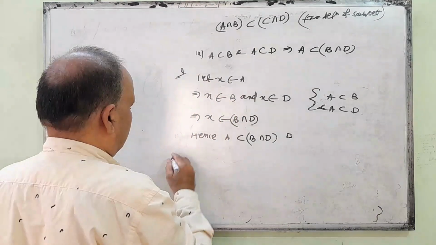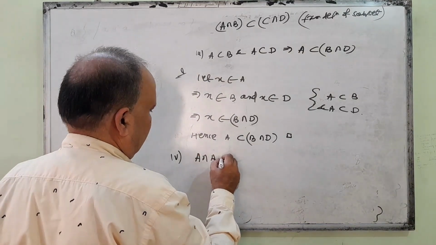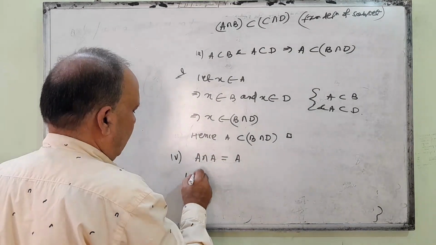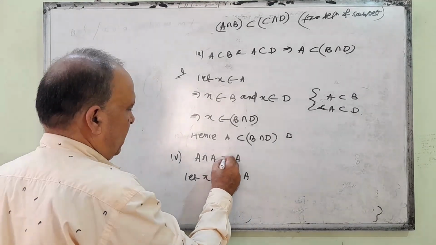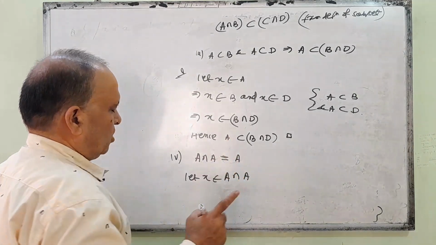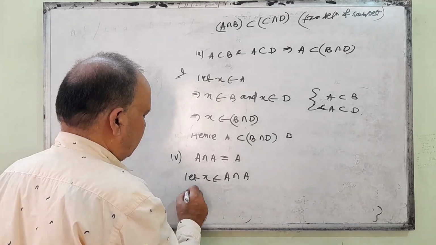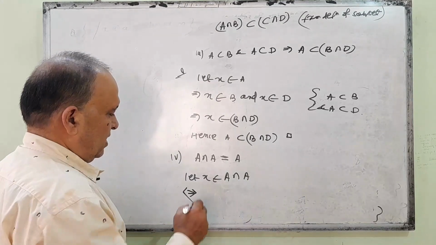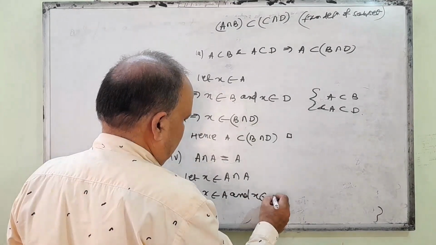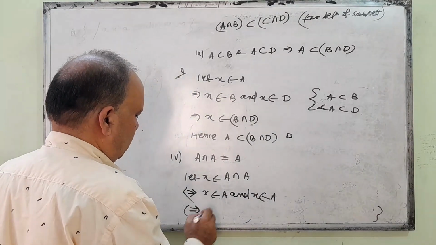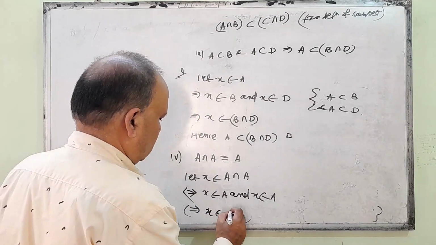Next come to your fourth property, intersection is idempotent. That is A intersection A is equal to A. Let X belongs to A intersection A. When there is an equal sign, left hand side equal to right hand side, you give the implies and implied by symbol. You remember this? This implies that X belongs to A and X belongs to A. What does it mean? This implies that X belongs to A.